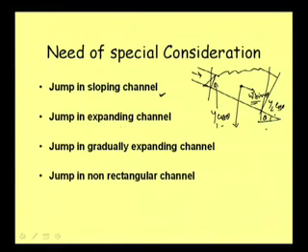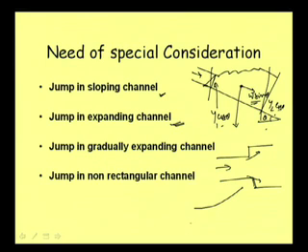Well, if the jump is occurring in an expanding channel, this expansion can be like that, it can be like that. When the jump is occurring in an expanding channel like that, then the expression that we are using till now will not be directly valid. There will be some other terms coming. Similarly, the expansion may not be that sharp, it can be a gradual expansion like this.